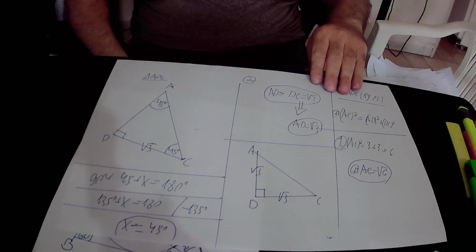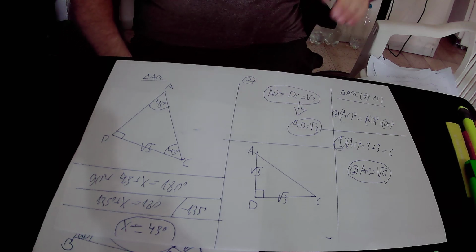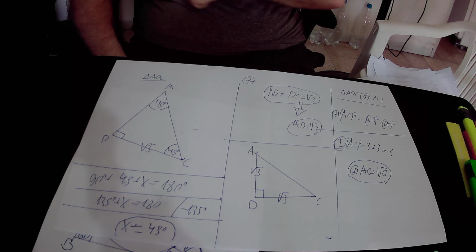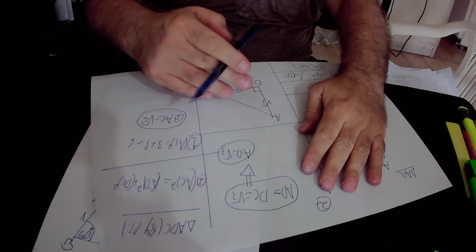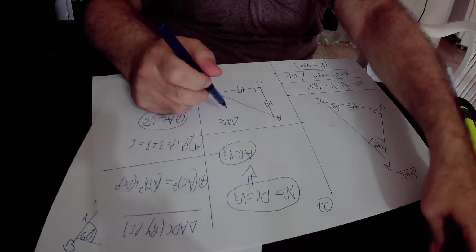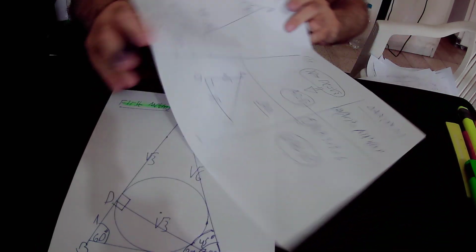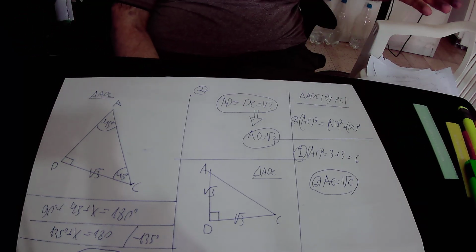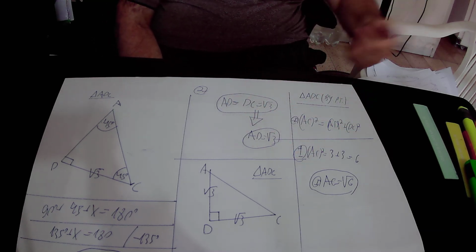Then I copied triangle ADC here and we implemented the Pythagoras theorem on this triangle. According to the Pythagoras theorem, the square of the hypotenuse equals the sum of the squares of the perpendiculars. The hypotenuse is AC, therefore AC square must be equal to DC square plus AD square, or AD square plus DC square.